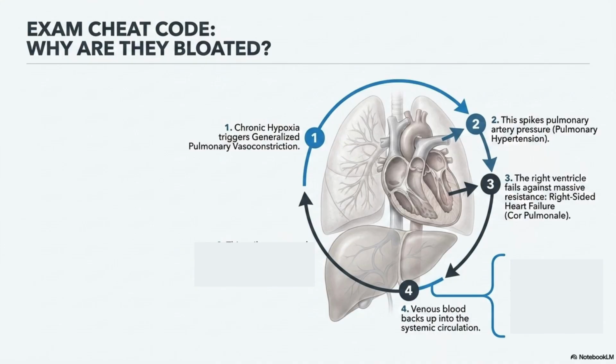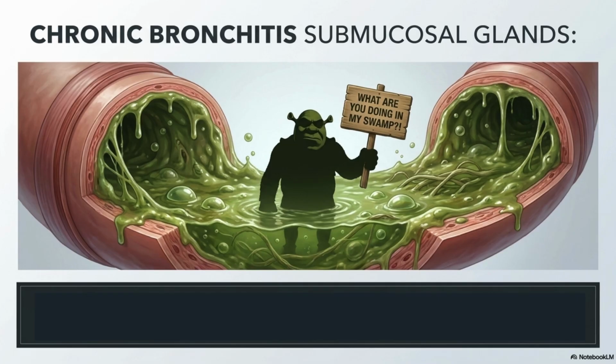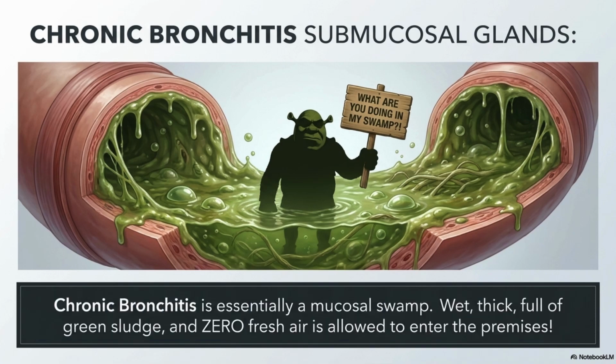Step 4. Venous blood backs up into the systemic circulation. The resulting symptoms of this backup are hepatomegaly, jugular venous distension, and massive peripheral pitting edema. When you look at chronic bronchitis submucosal glands, chronic bronchitis is essentially a mucosal swamp. It is wet, thick, full of green sludge, and absolutely zero fresh air is allowed to enter the premises.